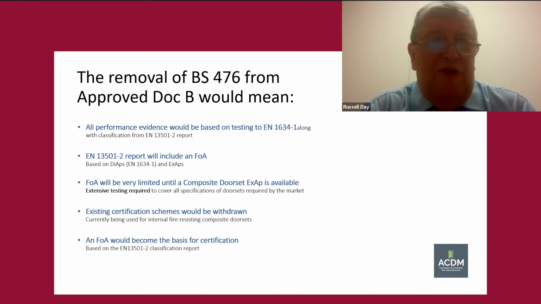So for us, should 476 be removed from document B, it's really about the timing. Providing we have sufficient transition period so that that XAP is published, then we can go forward. And we're talking here about developing new products. The development life cycle of a product can be 5 to 10 years in some cases, but certainly 5 years would be a reasonable level of transition period for us.